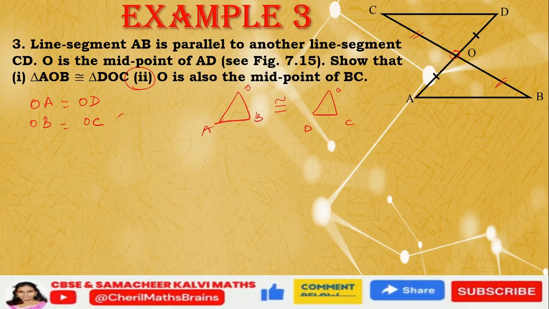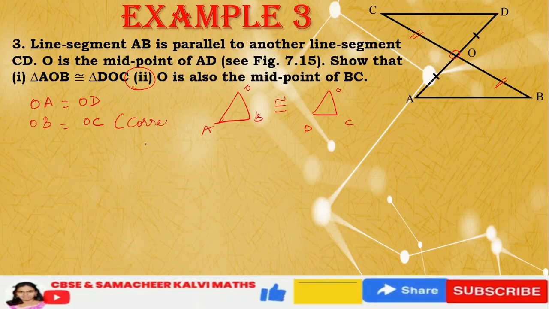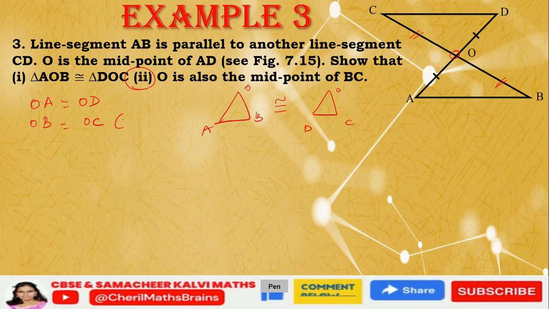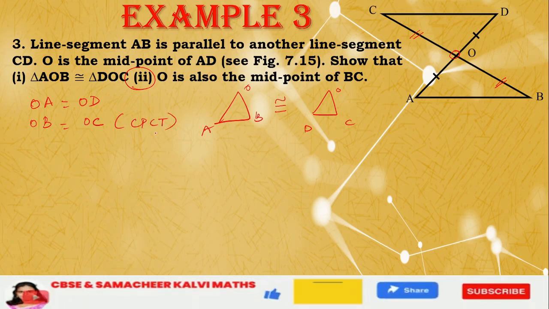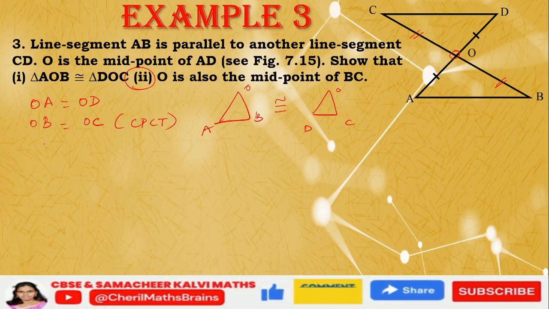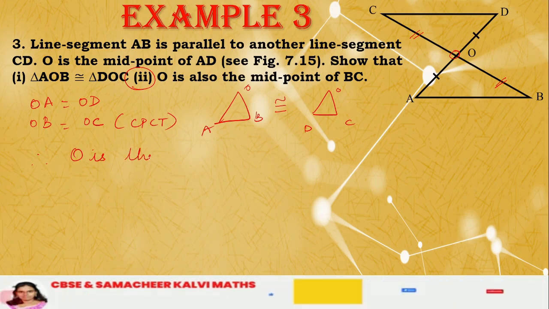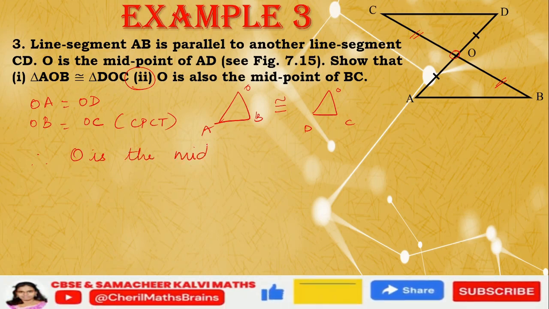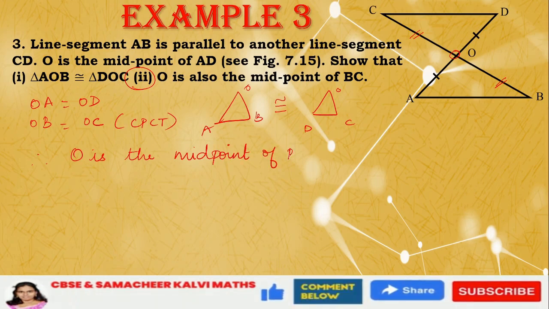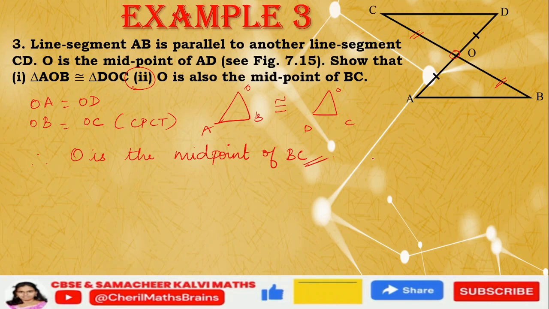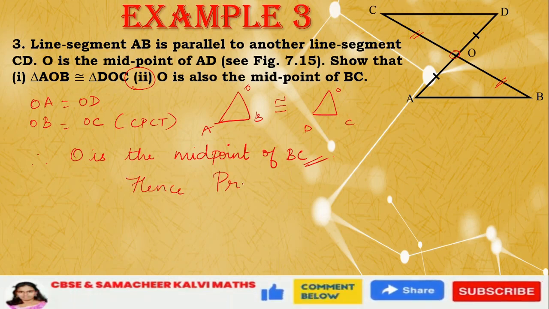So how did we get this? We got this because of corresponding parts of congruent triangles, which we can say in short as CPCT. Corresponding parts of congruent triangles are equal. With this we can say that O is the midpoint of BC. Is it clear, children? Thus we have proved both. So we can write, hence proved.